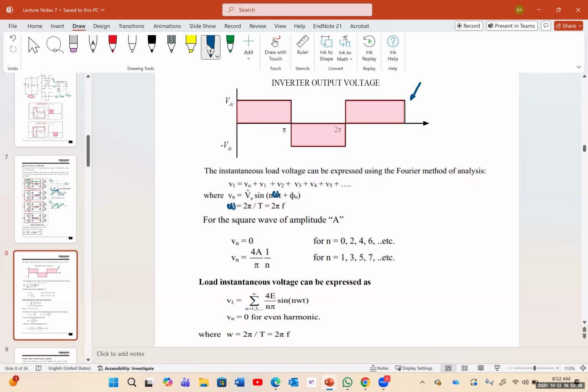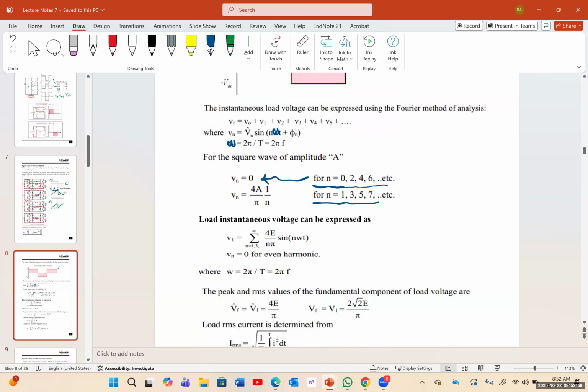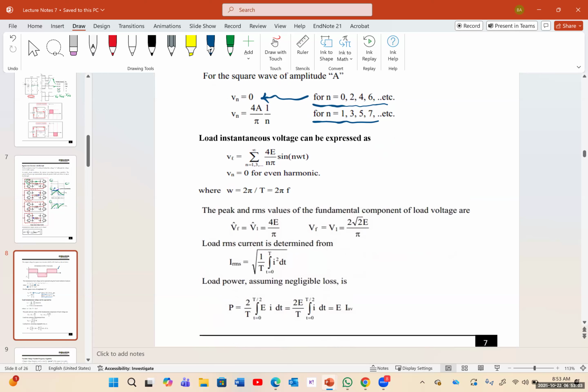For a square wave of amplitude A, Vn is 0 if n is 0, 2, 4, 6, and Vn is 4A over pi n when n is 1, 3, 5, and 7. So you can see for odd numbers, it's 4A over pi n, and for even numbers, it's going to be equal to 0. And this is very important here. It actually shows the fundamental components as well and the harmonics.